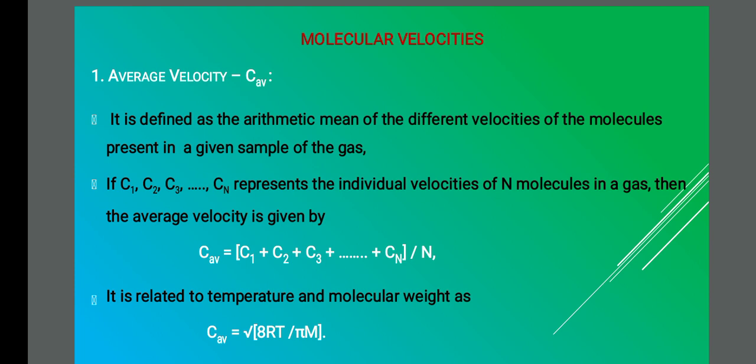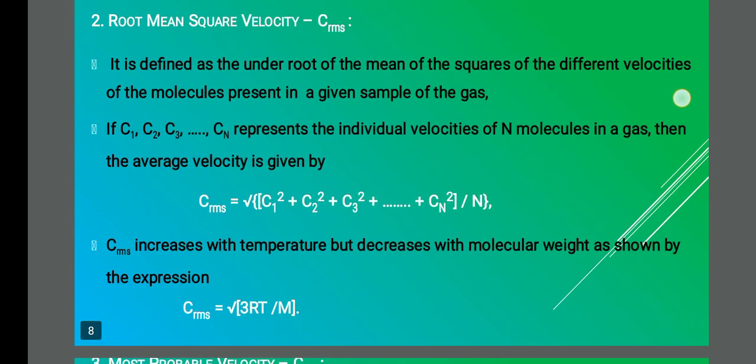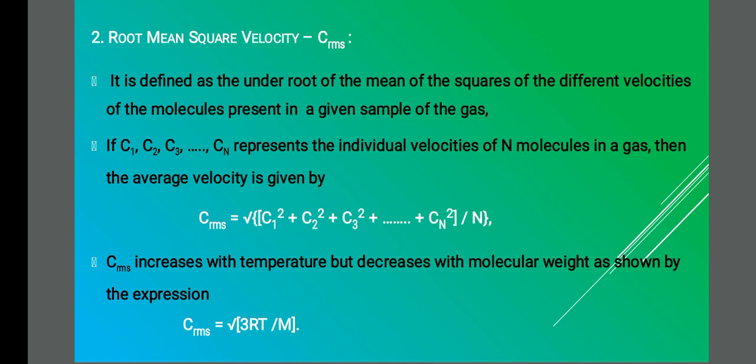Next we are going to see root mean square velocity. Root mean square velocity is the under root of the mean of the squares of the different velocities of the molecules present in a given sample of the gas. We already took C average; if we square the velocities and put them inside the square root, that we call root mean square velocity. What we saw earlier was average velocity or mean velocity, right? So root mean square velocity is defined as the under root of the mean of the squares of the different velocities of the molecules present in the given sample of the gas.